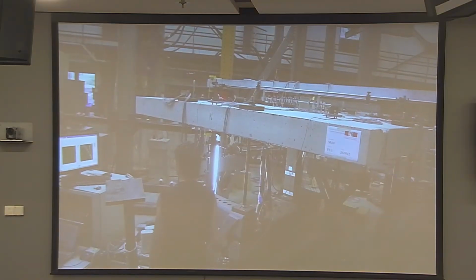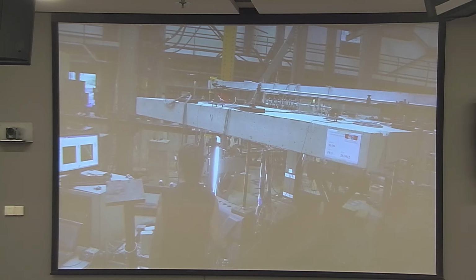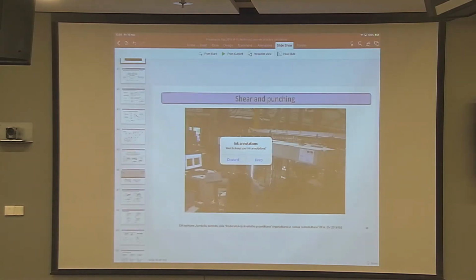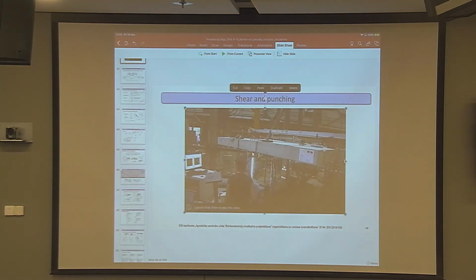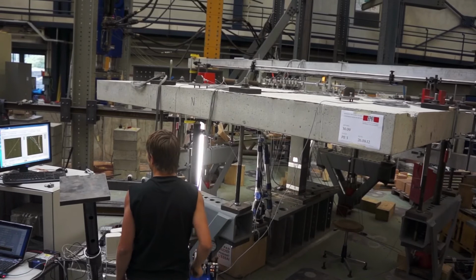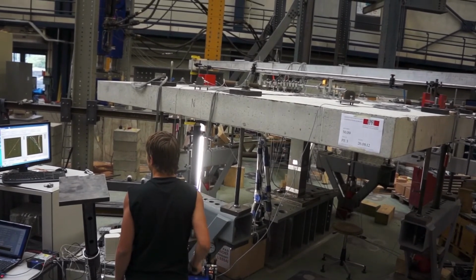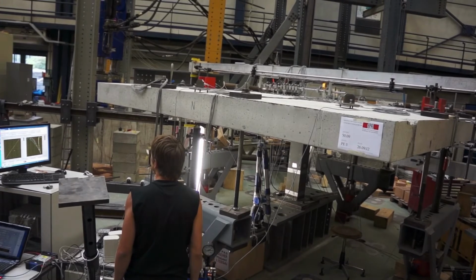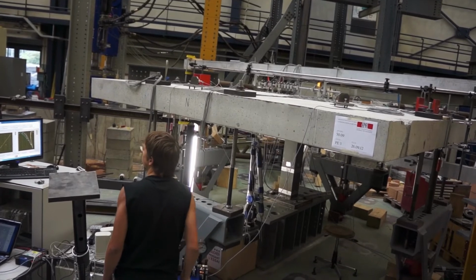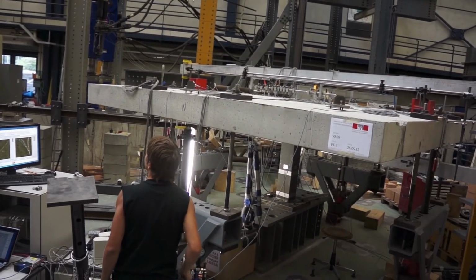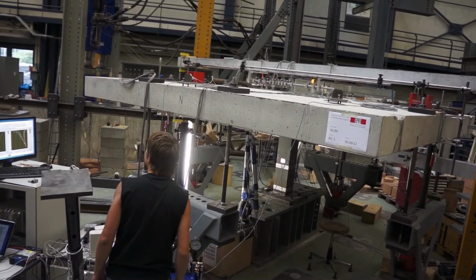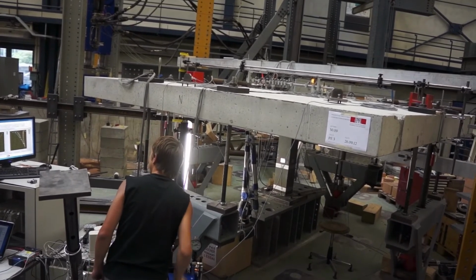Is there some sound? Let me see if I can have some sound in here as well. No, I cannot have sound for some reason, but you will see the reaction when it fails, what it looks like. So this slab has been loaded to about 900 kilonewtons. We are pumping it with a hydraulic pump manually. It's supported in the middle and pulled downwards on the edges.